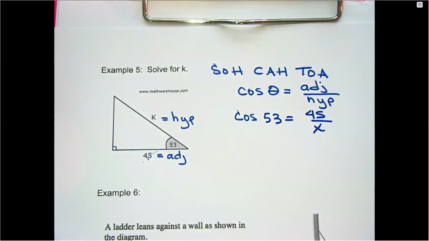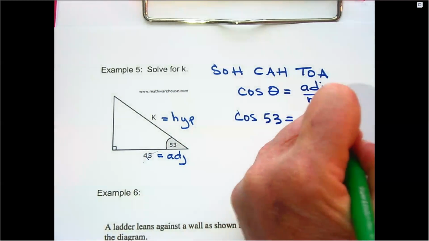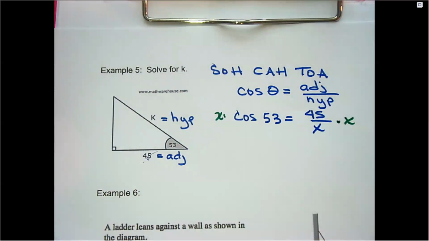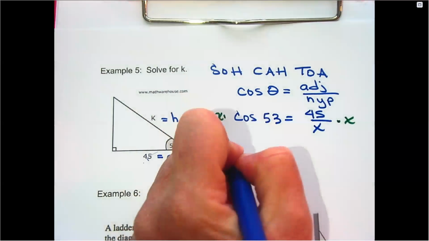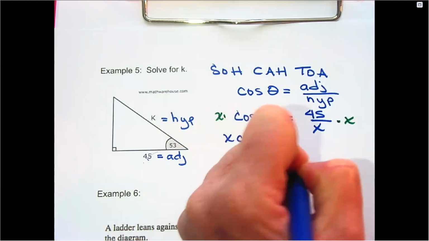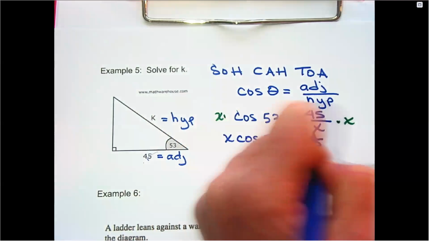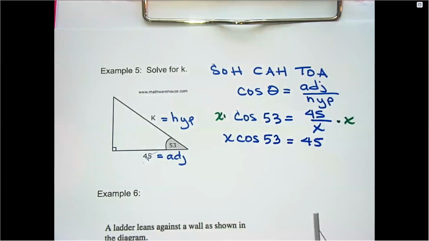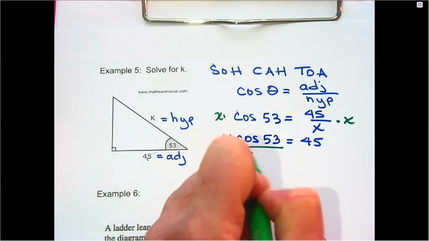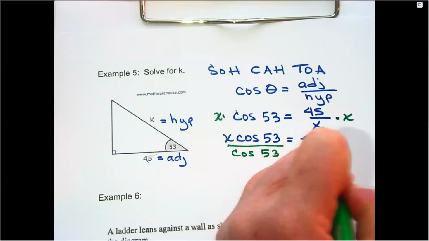And this is another problem like the last. We have an issue with x being in the denominator. So as a first step, let's get it out of the denominator by multiplying both sides by x. When we do that, we have x times the cosine of 53 degrees equals 45. But we haven't solved for x yet. Now we need to divide by the cosine of 53 degrees.